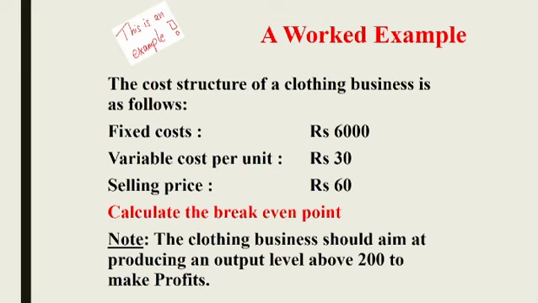Here is an example of how to calculate break-even point. The cost structure of a clothing business is as follows. Fixed cost is 6,000 rupees. Variable cost per unit is 30 rupees. And selling price is 60 rupees. Calculate the break-even point. Note, the clothing business should aim at producing an output level above 200 to make profits.